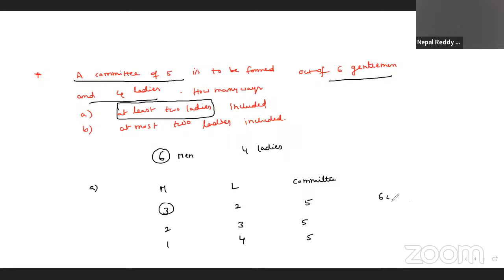Therefore, the required way is 6C3 into 4C2. Out of 4 ladies, you have to select 2 members. Next, this is 6C2 into 4C3, and 6C1 into 4C4.